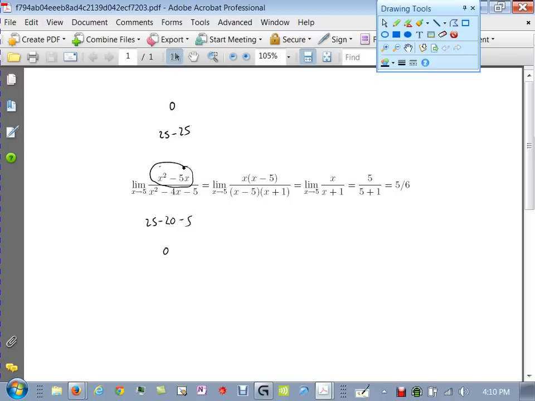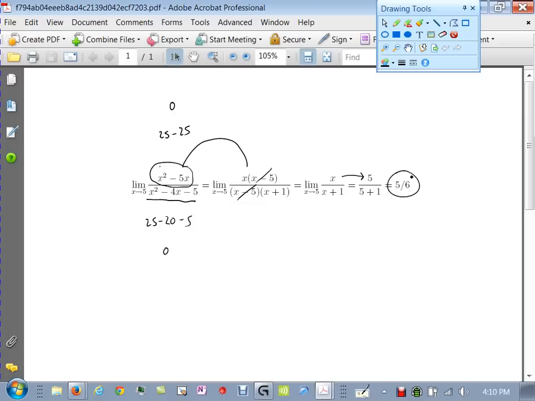So we factor the numerator. That means we factor out an x. The denominator is a trinomial. We factor it. We notice these 2 factors cancel. So we're left with x over x plus 1. And now when we let x go to 5, the top turns into 5, the bottom turns into 5 plus 1, so we get 5 over 6.